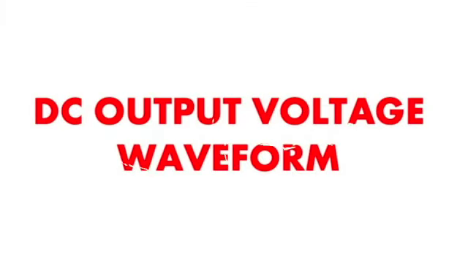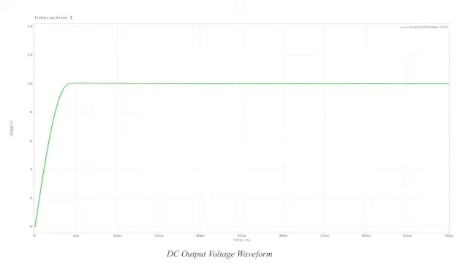So here's the waveform of a DC output voltage. We use the grapher in Multisim to see the waveform of the DC output voltage from the previous circuit. This waveform describes the nature of a DC voltage source, which is that the voltage across it is constant, as is the current through a DC current source.